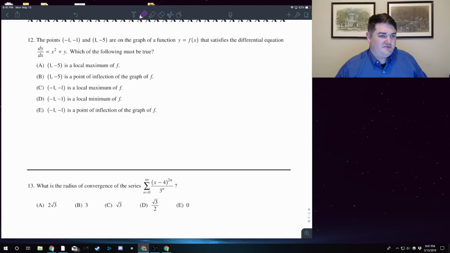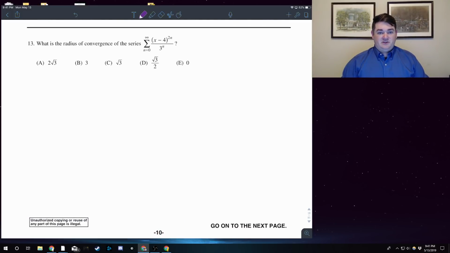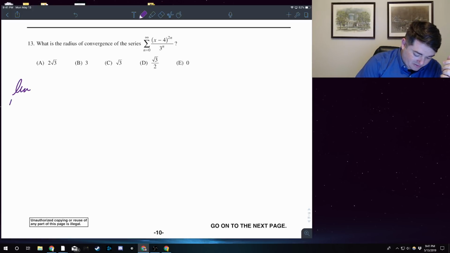They want you to find the second derivative at both those points. Plug into the first derivative, figure out if it's a critical value, and then see if it's concave up or concave down. 13, radius of convergence of the series. As tempted as I always am to try and shortcut these, I would do the ratio test because you might as well get it right. So, quick and dirty ratio test, here we go.